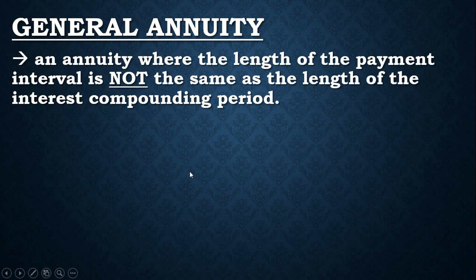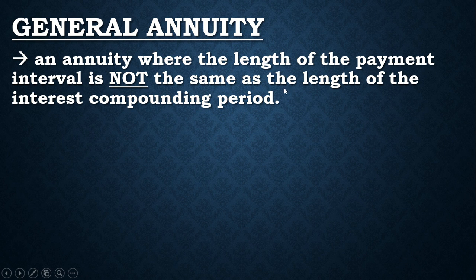Ano nga bang sinasabing general annuity? An annuity where the length of the payment interval is not the same as the length of the interest compounding period. Ibig sabihin ko ang payment of interval mo ng pagbabayad ng iyong mga installment na kinukuha, maging ito man ay appliances, lote, or bahay, ay hindi dapat kapareho ng interest compounding period.